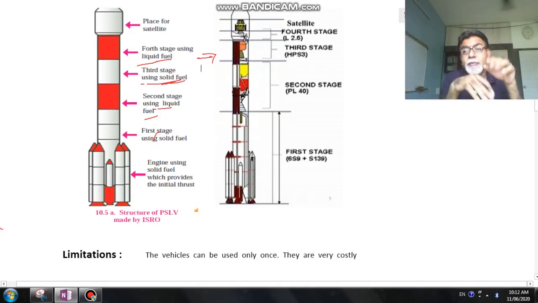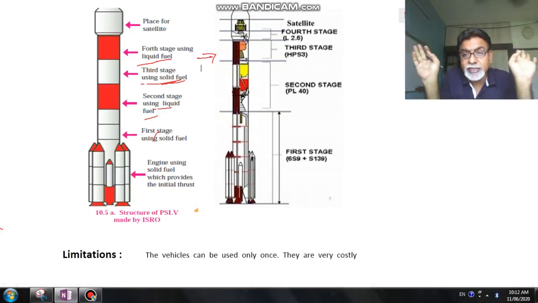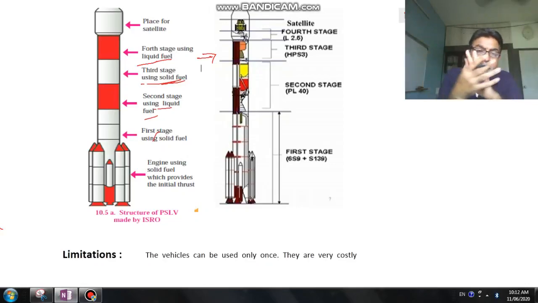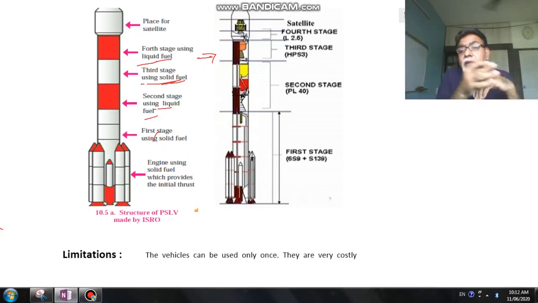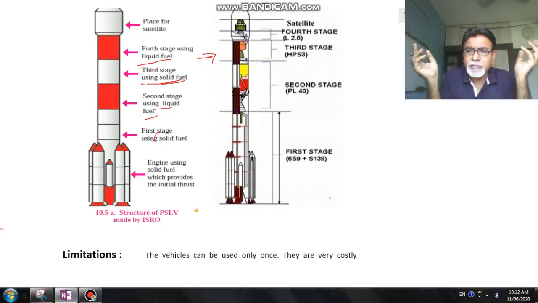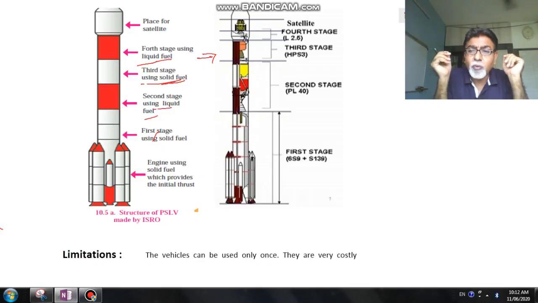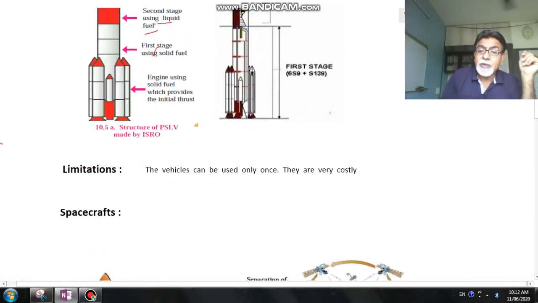But what are the limitations of this satellite launch vehicle, this rocket? The limitation is that it can be used only once. Once finished, it will be destroyed and you have to build a new one, and they are very costly, in crores of rupees. So to solve this problem, what can be done? Spacecraft is a solution.